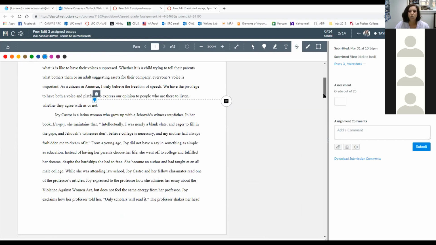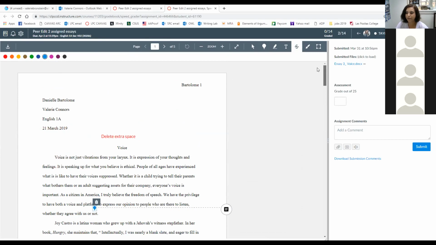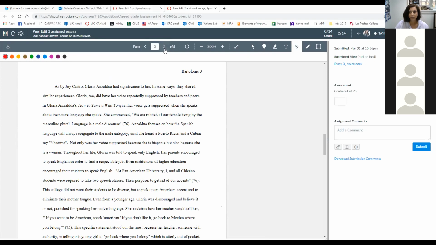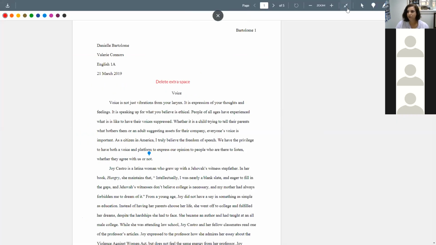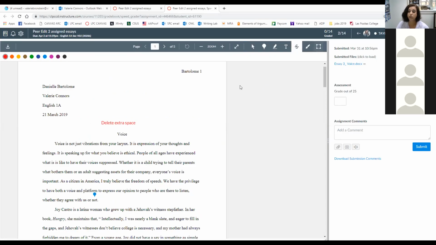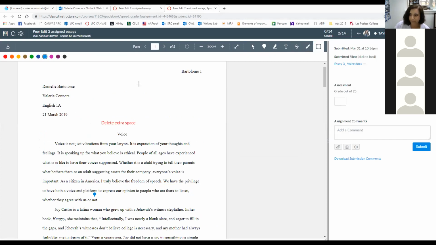So what you would do is you would go through your essay. Notice that as soon as you type something, it automatically saves. There's no save button or anything like that. You can change pages like this. You can open it to make it bigger or smaller. Oh, you can draw a box around something. So all these are the different tools. These are what I call the markup tools. So when I say use markup tools, that's what I'm talking about.